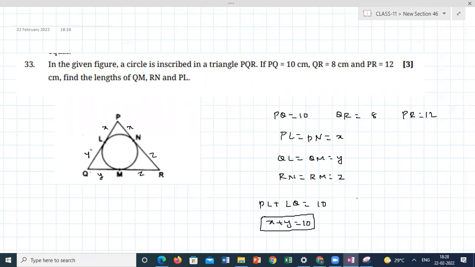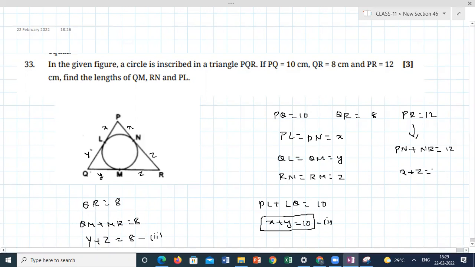Same as QR. QR is equal to 8. What is the QR value? QM plus MR is equal to 8. That means Y plus Z is equal to 8. This is my second equation. This is my first equation. From here, PR is nothing but PN plus NR, which is equal to 12. That is X plus Z is equal to 12. This is my third equation.